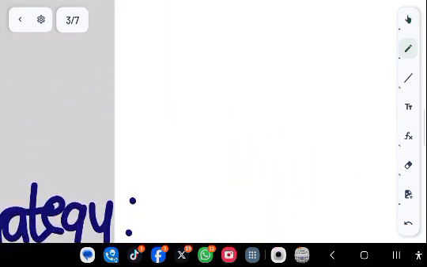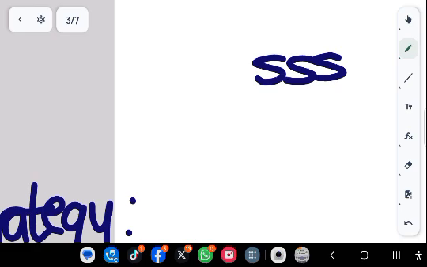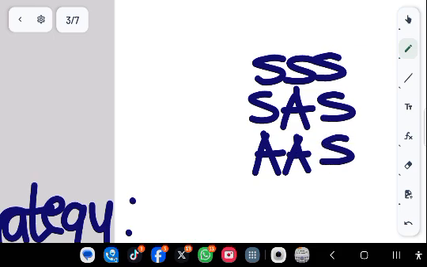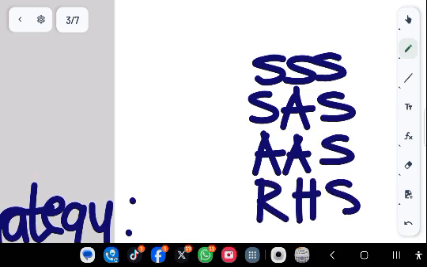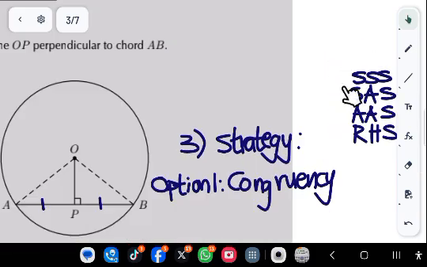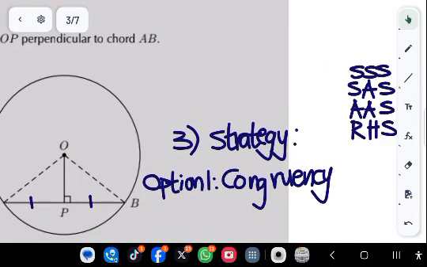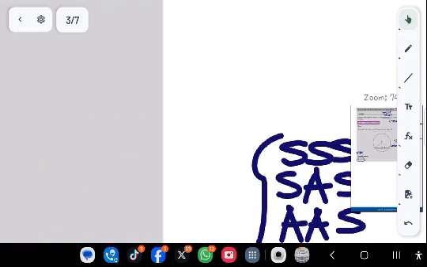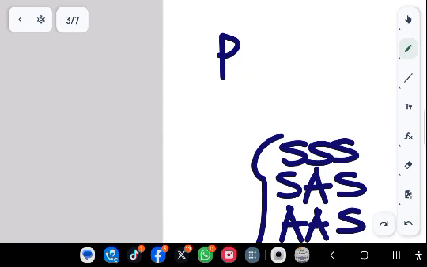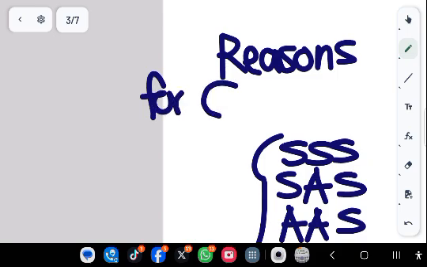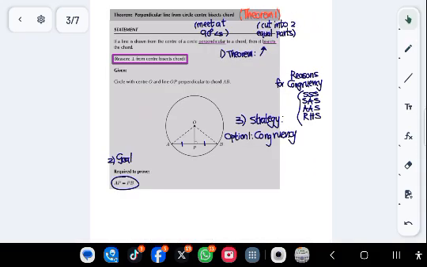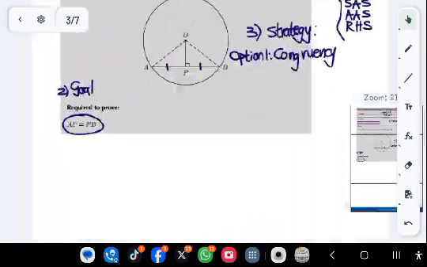We've got side, side, side. We've got side, angle, side. And then we've got angle, angle, side. And the last one, that usually is what we use when we are dealing with right-angled triangles, is right angle hypotenuse side, RHS. These are the 4 ways of proving congruency. These are the reasons you can use to prove congruency. So now that you remember this, very important, let's look at option 1.